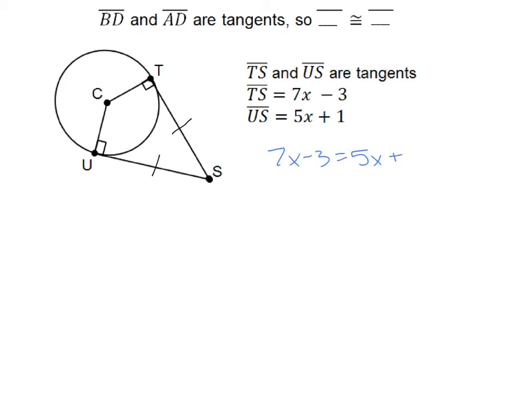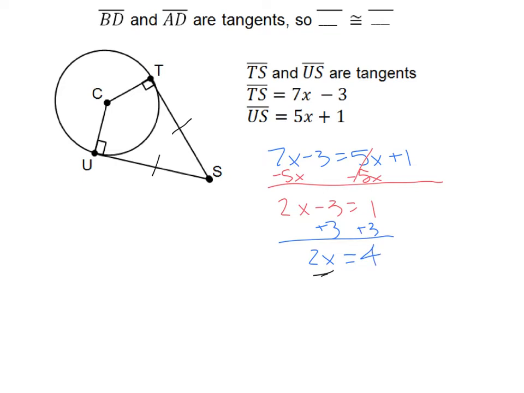So you get 7x minus 3 equals 5x plus 1. All right, we are solving for x. So I'm going to subtract 5x from both sides. 2x minus 3 equals 1. Then we're going to add 3 to both sides. 2x equals 4. Last step is to divide both sides by 2, and x equals 2.